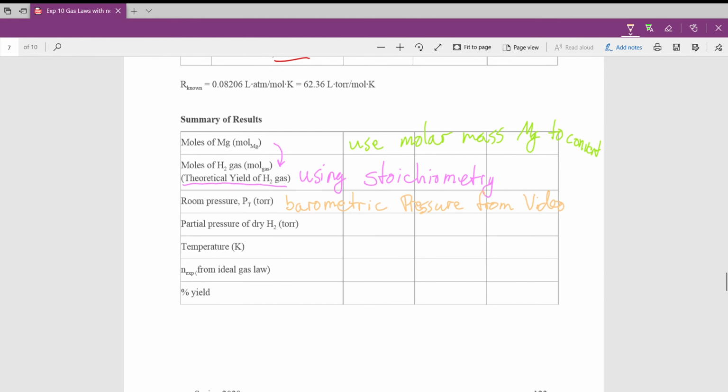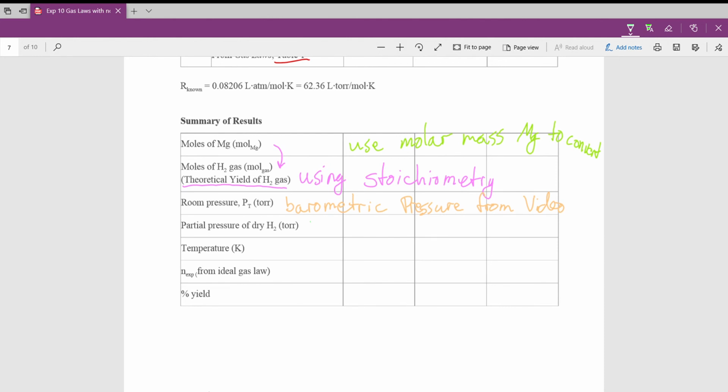All right, partial pressure of dry H2. That's the value we're going to solve for in that little equation using Dalton's law of partial pressures I gave you. Basically, P sub H2 is equal to P total from above minus P H2O. If you don't put these all in the same unit, it doesn't work. They all have to be in torrs. You can't have millimeters of mercury, atmospheres, and torrs and do subtraction and get it to work out.